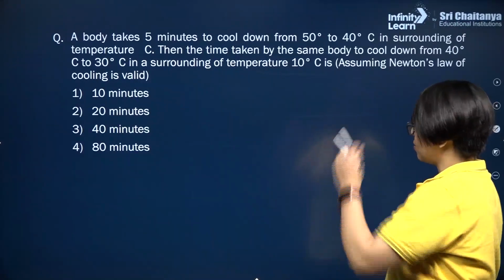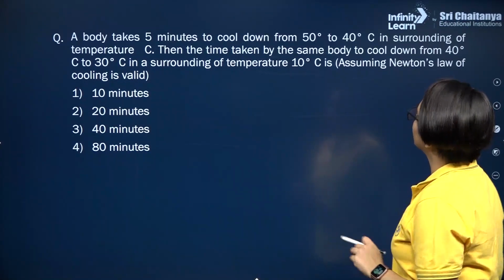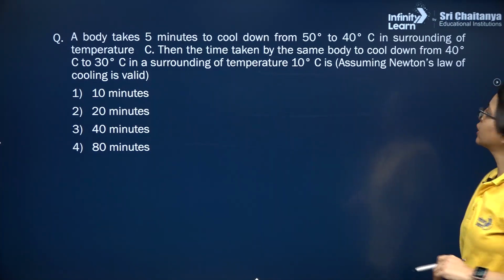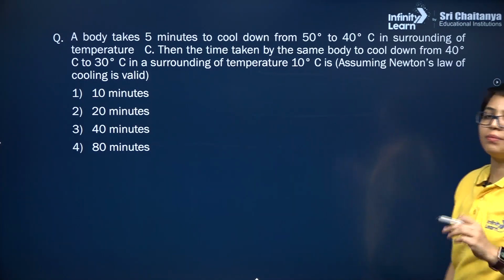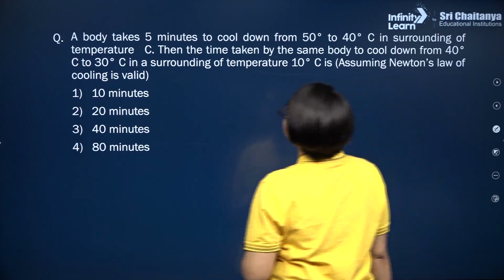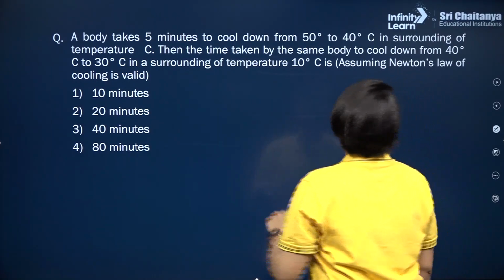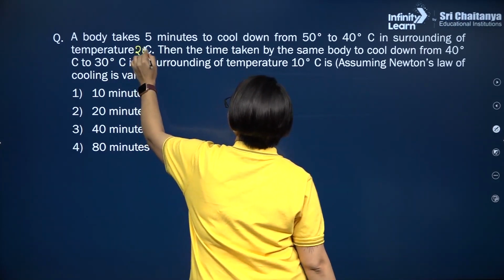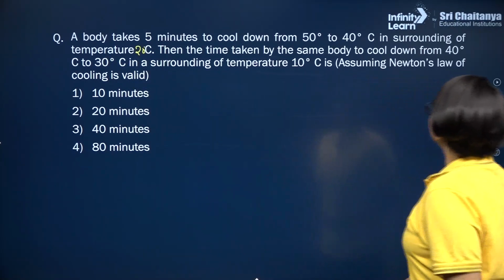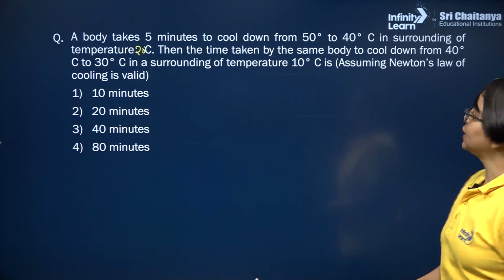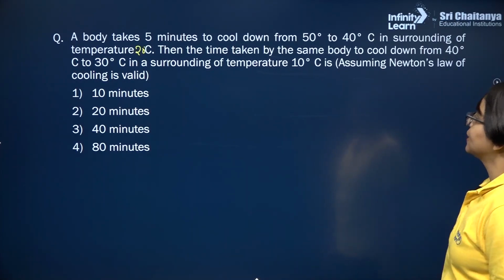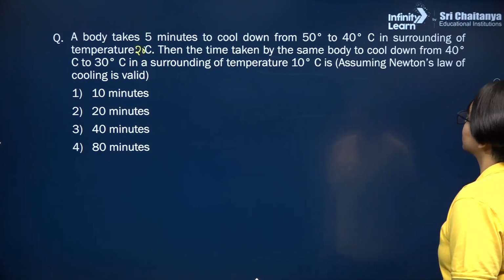Next is this one. A body takes 5 minutes to cool down from 50 degrees Celsius to 40 degrees Celsius in a surrounding of temperature 20 degrees Celsius. Then the time taken by the same body to cool down from 40 to 30 degrees Celsius in a surrounding of temperature 10 degrees Celsius is?